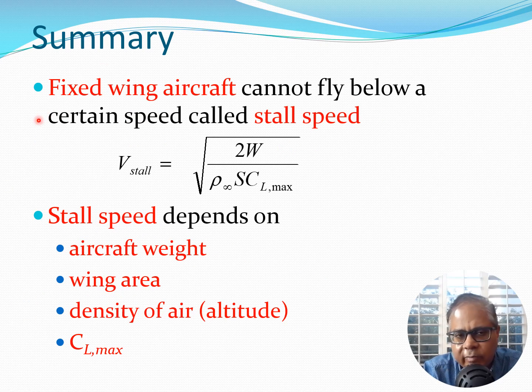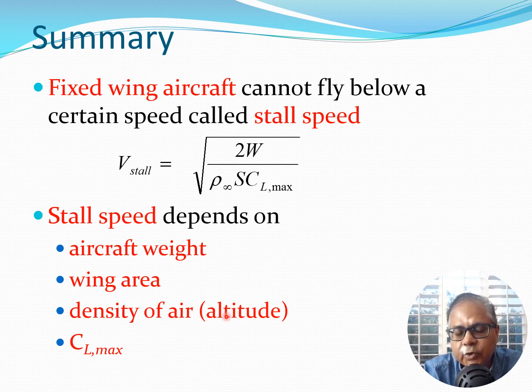So let's now try to summarize the important things we have learned today. We have seen that fixed wing aircraft cannot fly below a certain speed, which is known as the stall speed. The stall speed is given by root of 2W over rho infinity S CL max, and we can see from this equation that stall speed depends on the weight, which is the aircraft weight. It also depends on the area of the wing, on the density of the air, which in turn is proportional to the altitude you are in.